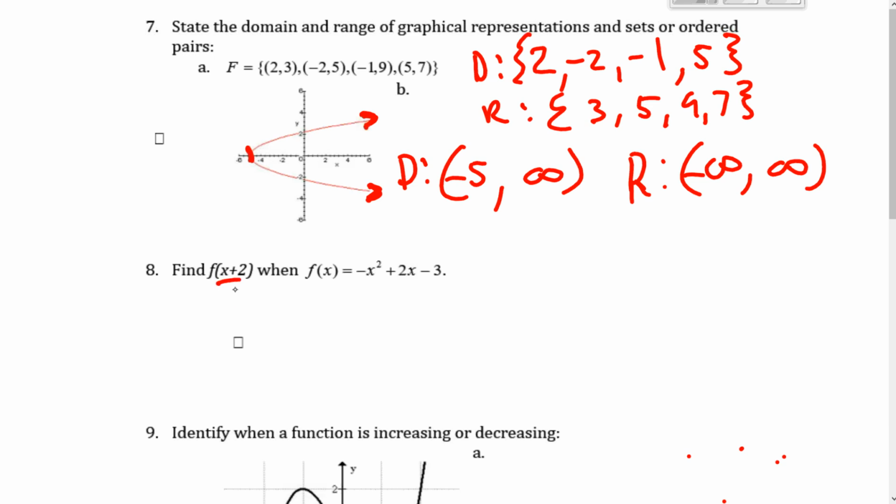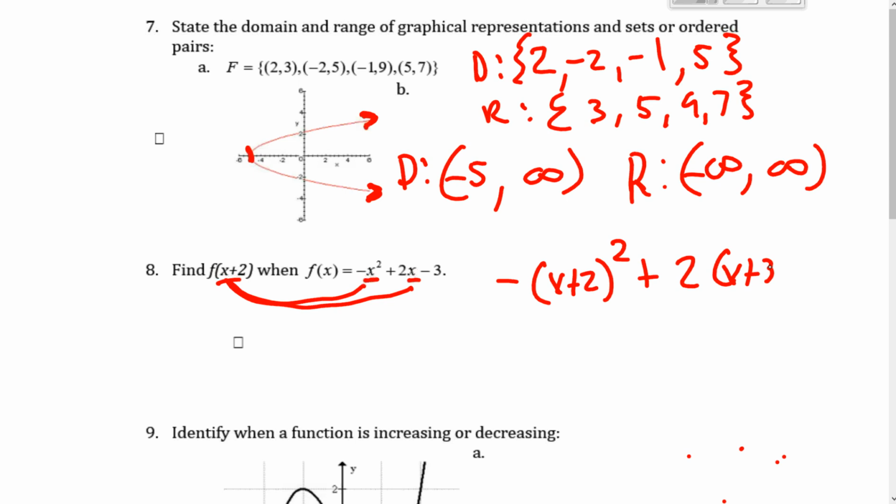Here I'm finding f of x plus 2, so that means I'm taking x plus 2 and plugging it into these two spots. So negative parentheses x plus 2, because that's my x, and I'm going to square that, and I'm going to take 2 and multiply it by x plus 2, then subtract 3. I'm going to square this first, and then I'll distribute the negative. Then I can distribute the 2, and then I can subtract 3 at the end.